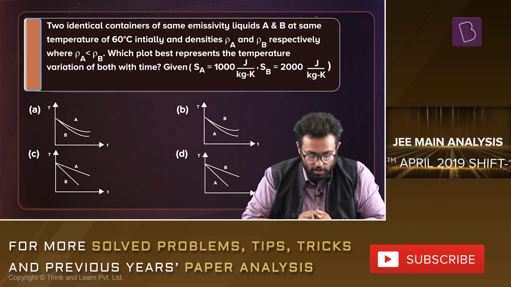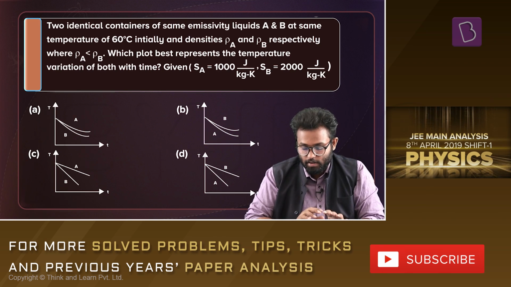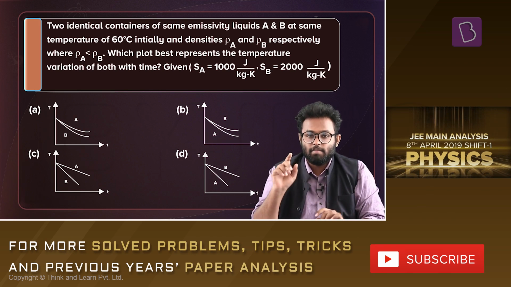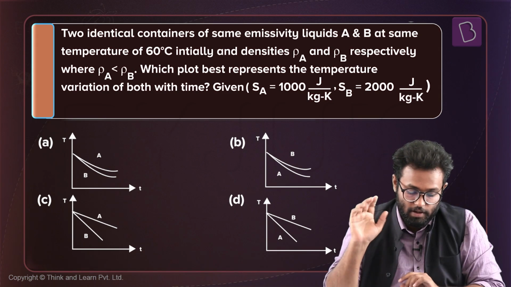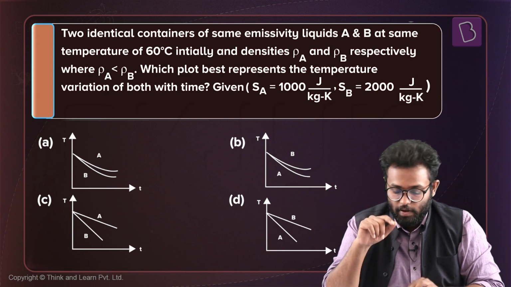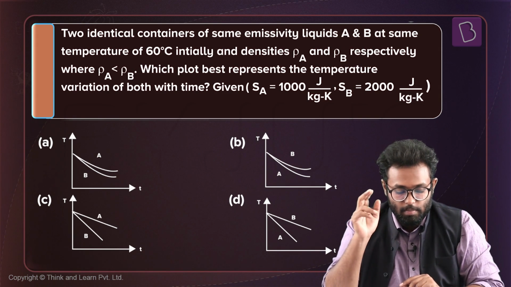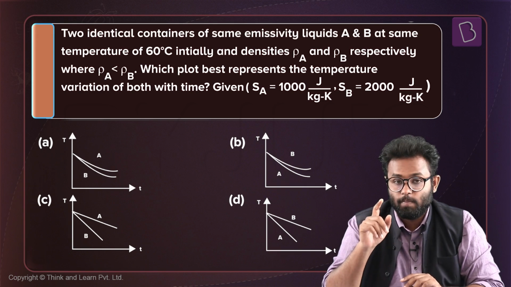Here we have a problem where there are two identical containers of the same emissivity containing liquids A and B, and the temperatures are the same, 60 degrees Celsius initially, and the densities are also given to us, where density of A is less than density of B. Which plot best represents the temperature variation of both with time?